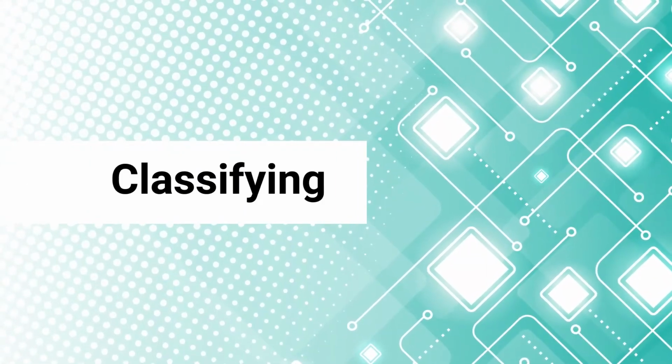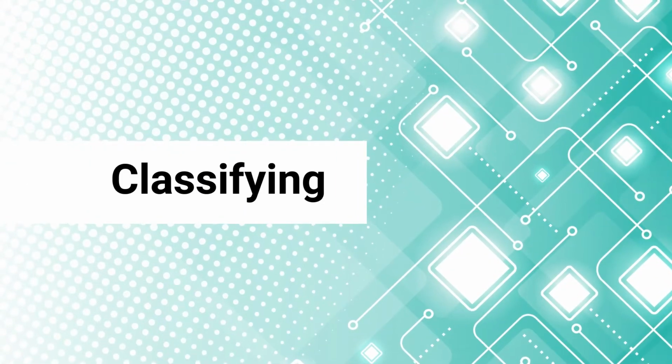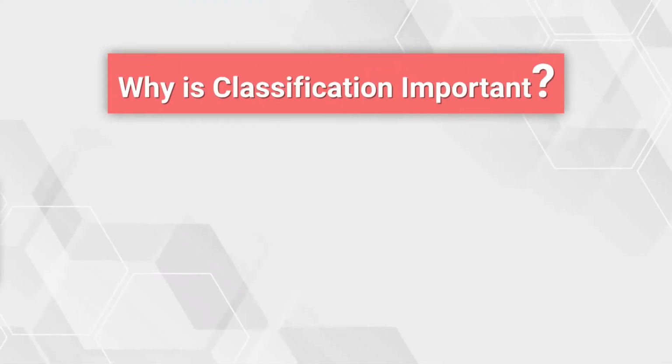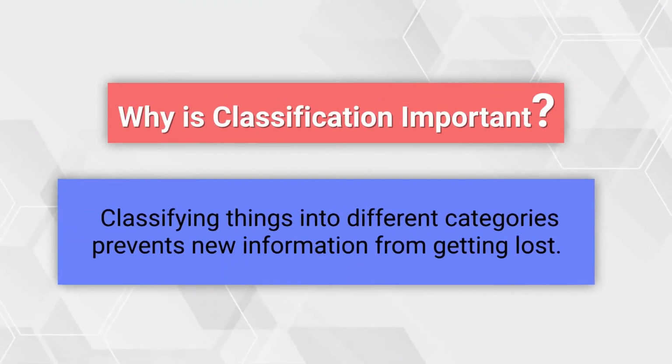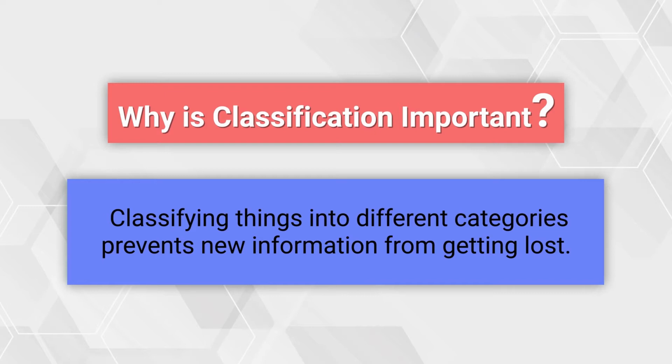For example, describing the change in height of a plant over time in writing or through a graph or diagrams. Classifying is one more process skill. Why is classification important? Classifying things into different categories prevents new information from getting lost. We categorize by recognizing similarities and differences between things and how they relate to one another. Classification is the basis for all concept formation.